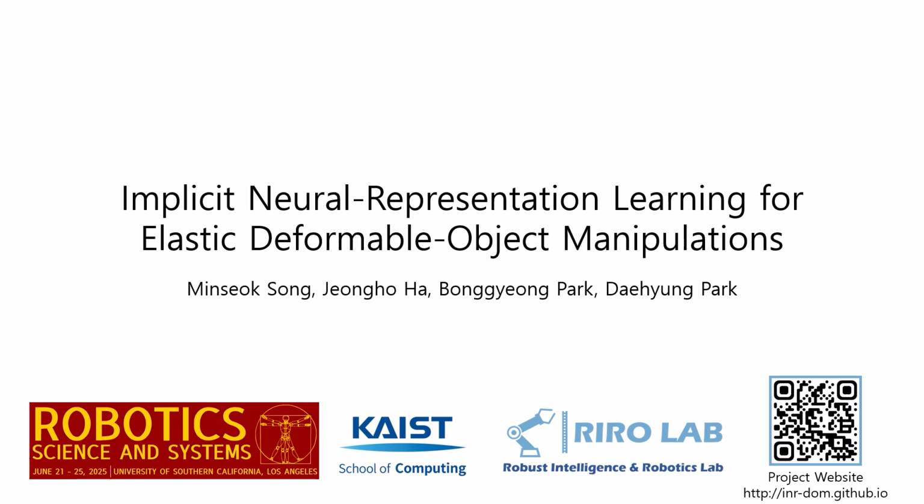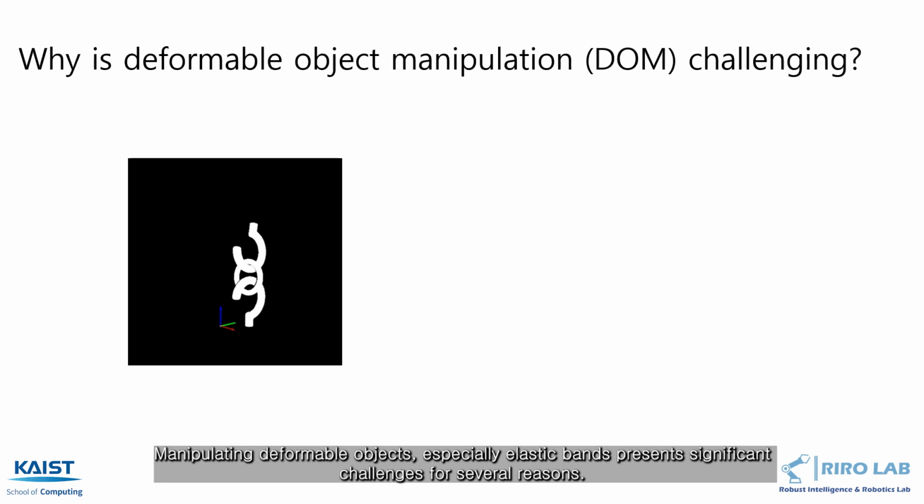Implicit neural representation learning for elastic deformable object manipulations. Manipulating deformable objects, especially elastic bands, presents significant challenges for several reasons.